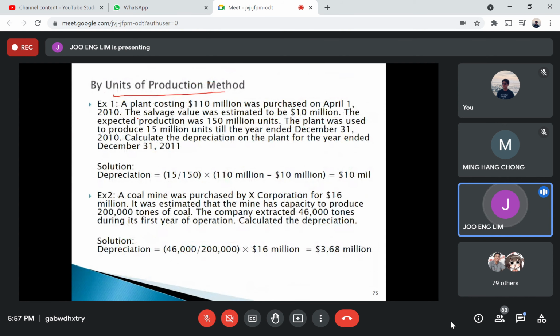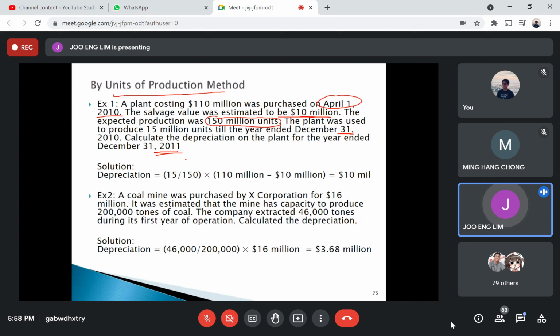Example: a plant costing 110 million was purchased on April 1, 2010. The salvage value was estimated to be 10 million. The expected production was 150 units, so this plant is expected to produce 150 units. The plant was used to produce 15 million till the end of December 31. Calculate the depreciation on the plant for the year ended this month.